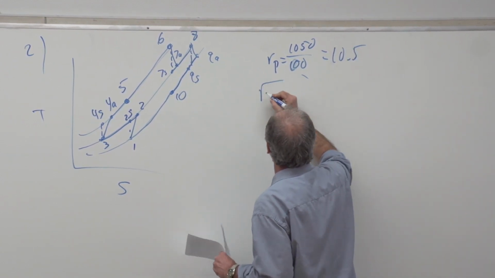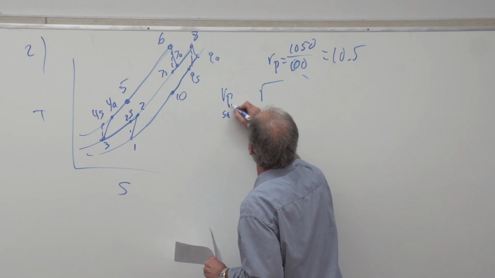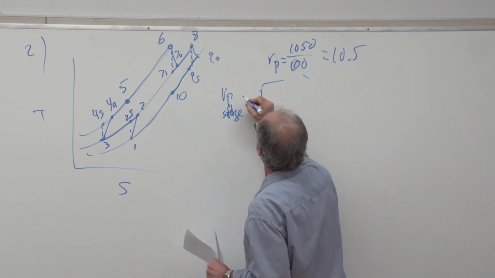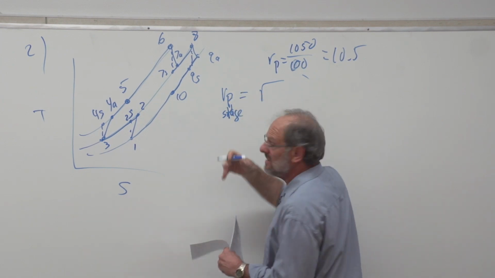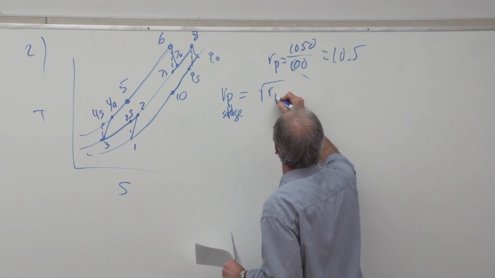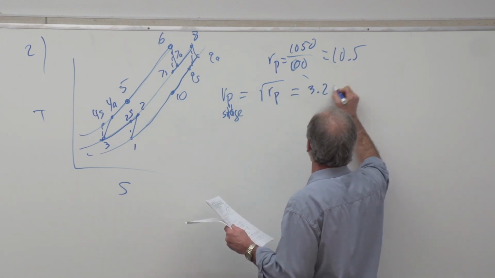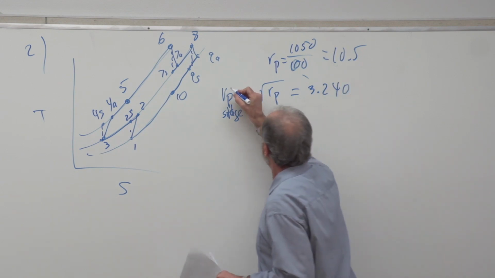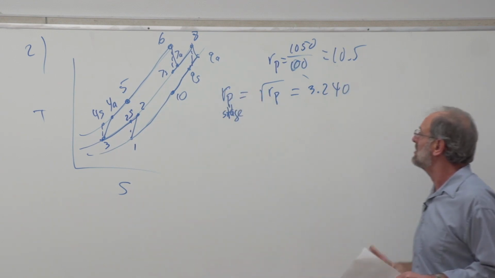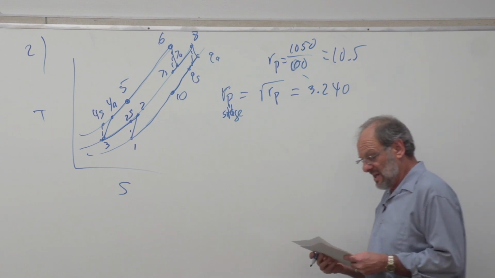But also keep in mind that we need to find the pressure ratio for each stage of compression and each stage of expansion, and that's just the square root of the total pressure ratio, which is the square root of 10.5, so this is 3.240. So the pressure ratio per stage has to be found before you do anything else.